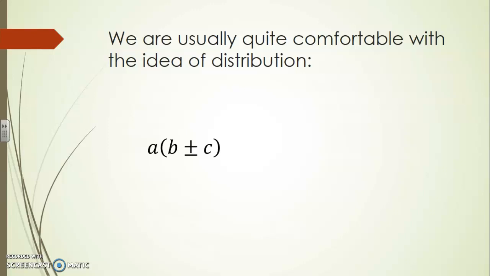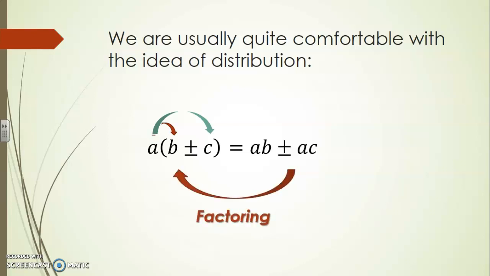Distribution, in this case of A to the sum or to the difference of B with C, can be easily applied by multiplying A to B and multiplying A with C to create a sum of two new terms, AB plus AC, or in the case of the subtraction, AB minus AC. So this is called distribution, or distribution to a sum or to a difference. Factoring is the exact reverse operation, where we recognize A is common to the term AB and AC and is extracted.